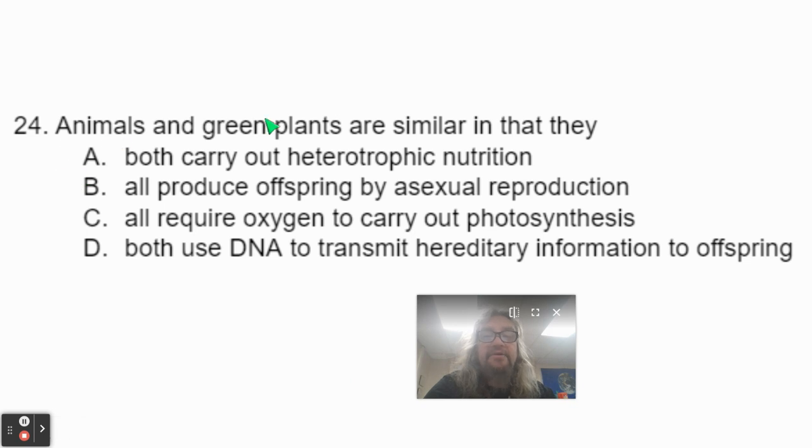Question 24. Animals and green plants are similar in that they A, both carry out heterotrophic nutrition. B, all produce offspring by asexual reproduction. C, all require oxygen to carry out photosynthesis. Or D, both use DNA to transmit hereditary information to their offspring.